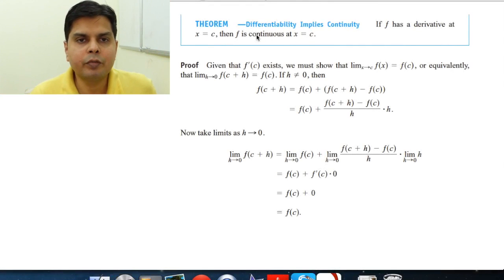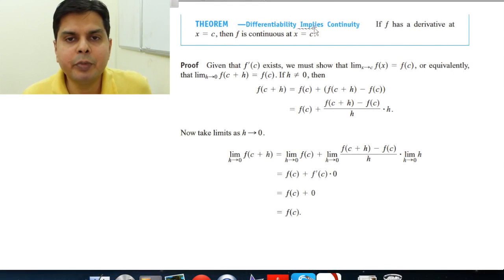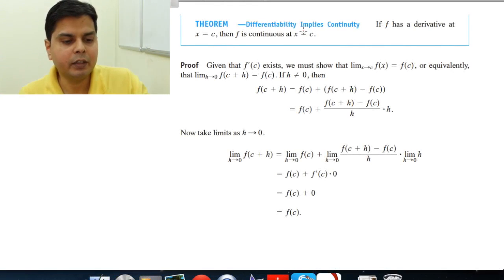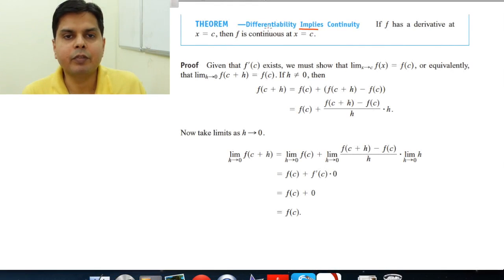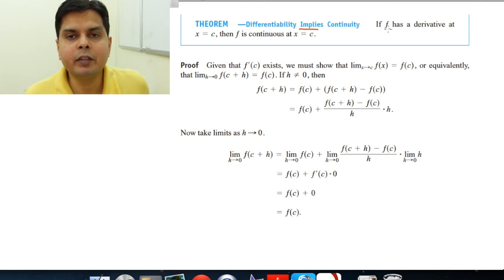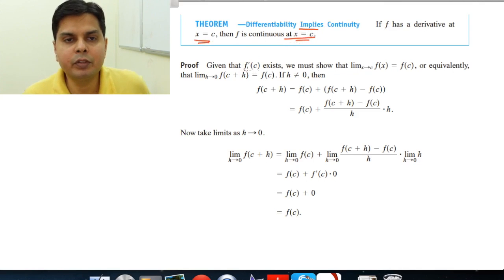So this leads to a very important theorem: differentiability implies continuity. That is, if a function is differentiable at a point, that is, if f has a derivative at x equal to c, then f is continuous at x equal to c. Now I will prove this theorem.